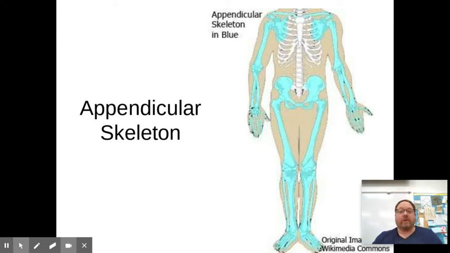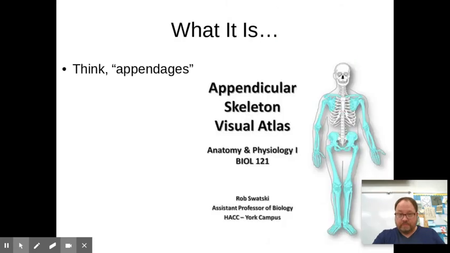So, today we move on to the appendicular skeleton, the appendages. The part of the skeleton is more associated with long bones and movement. So, again, when we think appendicular skeleton, think your appendages, your upper and lower extremities. These are the bones that basically help you move through the environment and interact with the environment.